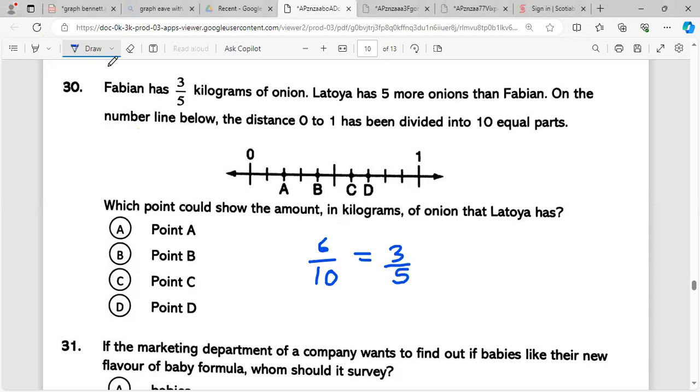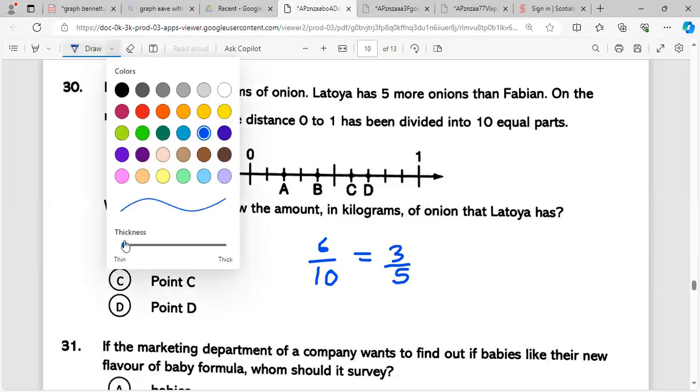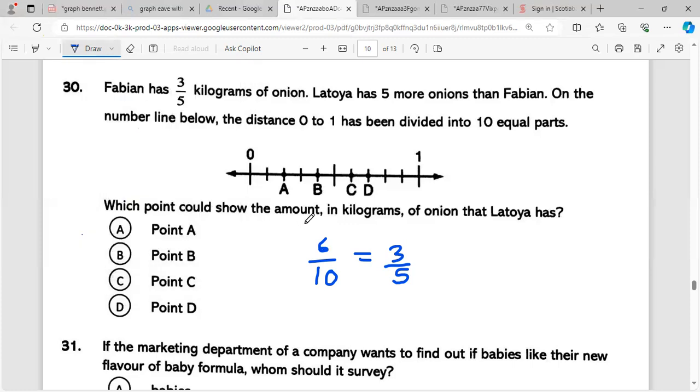But what does the question ask? Did it say to find the equivalent fraction of that? Oh, sir. Sir Aiden. No, man, read it again.